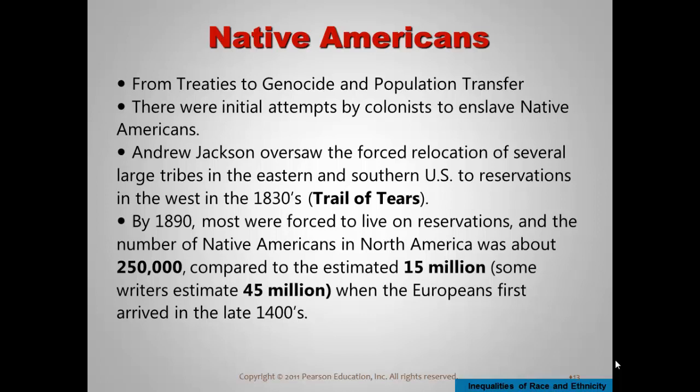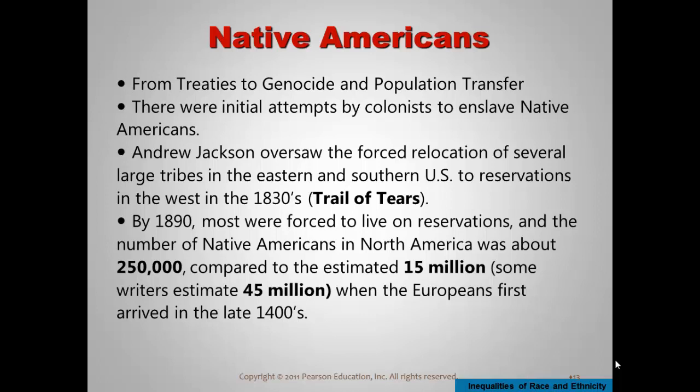By the end of the 1800s, most of the Native Americans in the lower 48 were forced to live on reservations, and the number of Native Americans in North America was about 250,000 compared to the estimated 15 million at first contact when the Europeans first arrived in the late 1400s. Think about that. 250,000 compared to 15 million, 400 or 500 years before.